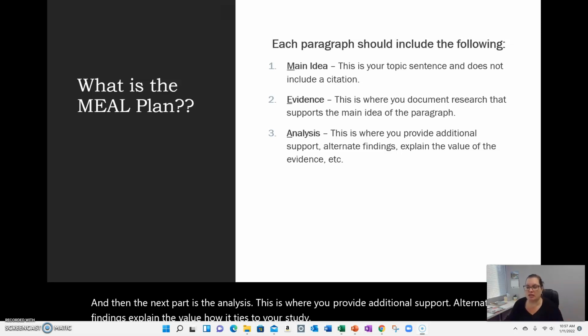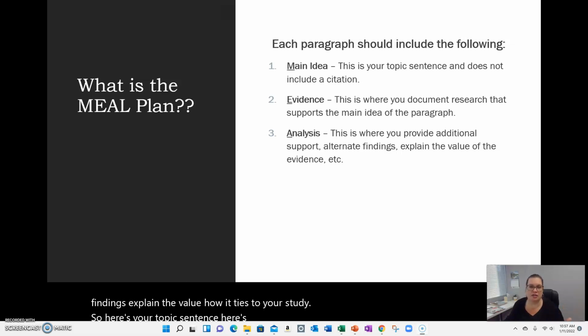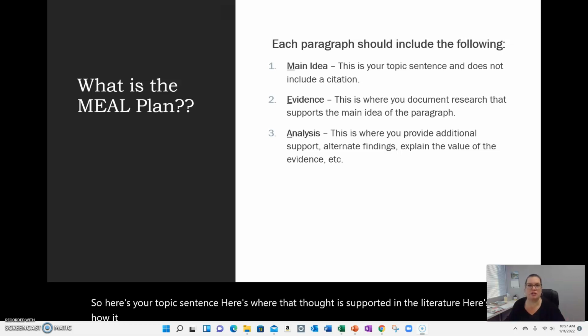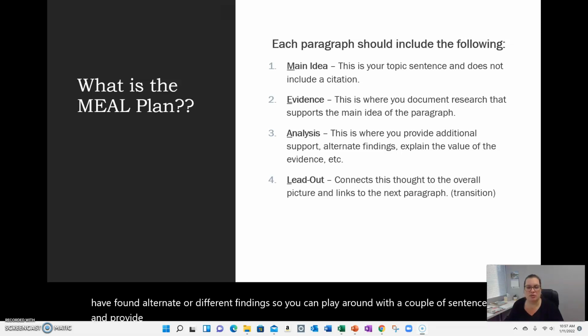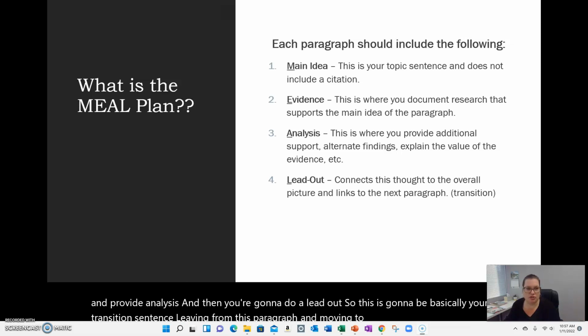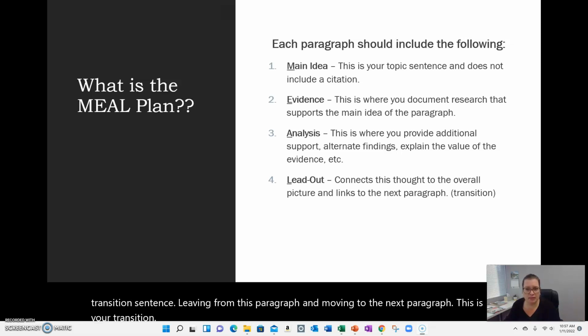So here's your topic sentence. Here's where that thought is supported in the literature. Here's how it ties to your study. Here's how it supports your research questions. Other researchers have found alternate or different findings. So you can play around with a couple of sentences and provide analysis. And then you're going to do a lead out. So this is going to be basically your transition sentence, leaving from this paragraph and moving to the next paragraph. This is your transition. Okay?